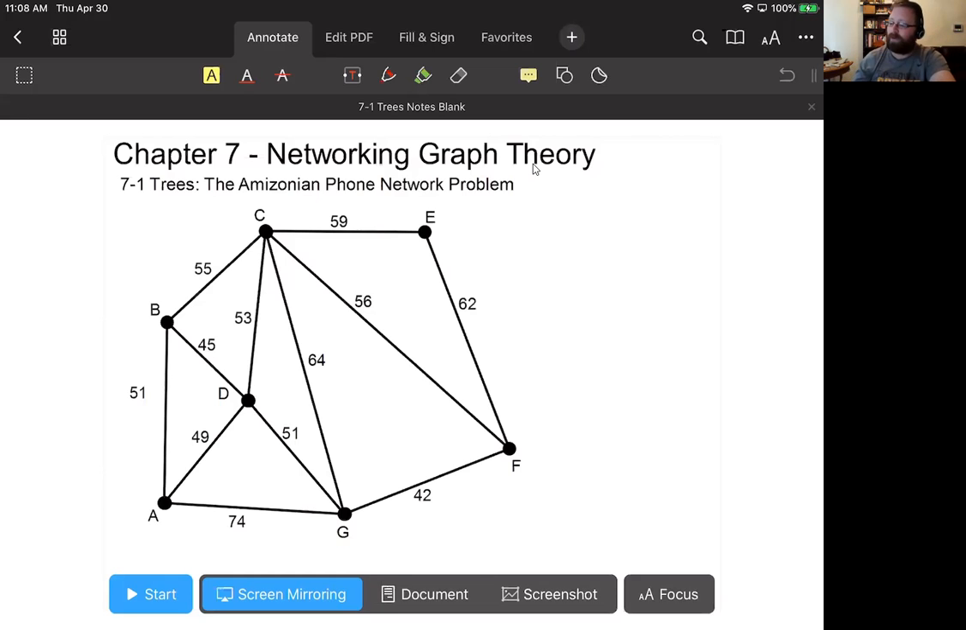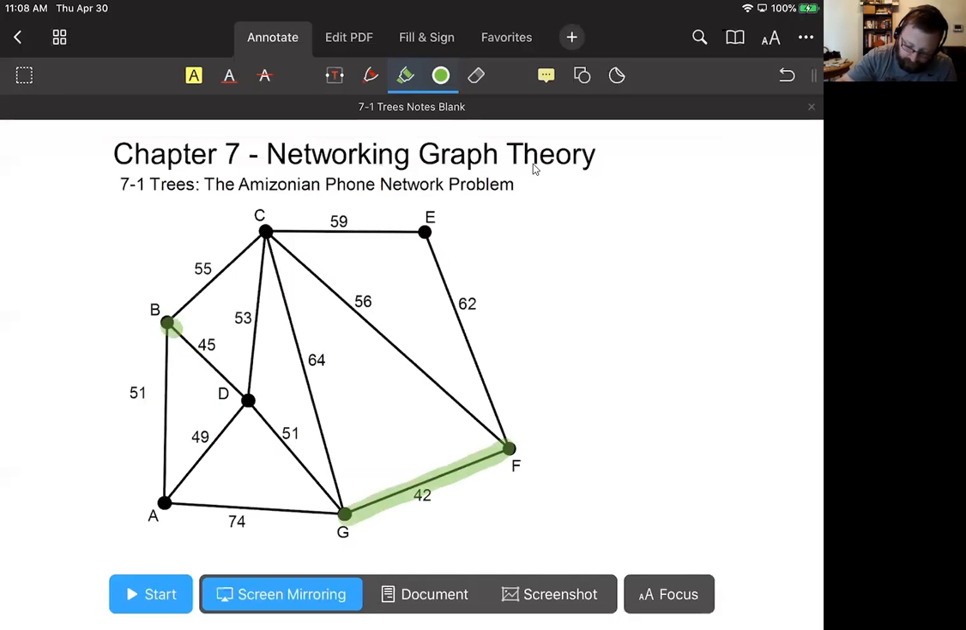Okay? Your goal here, that I asked you to do, was to find the lowest cost, the minimum network that would connect all of these towns. And that network would be that. That would be the best network that we could build that would connect all of the towns.